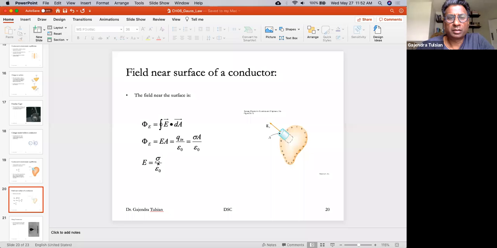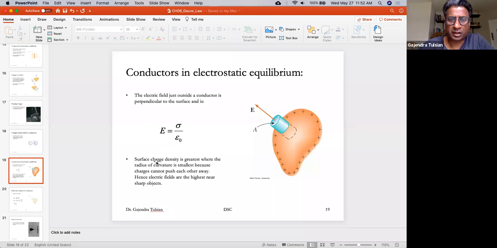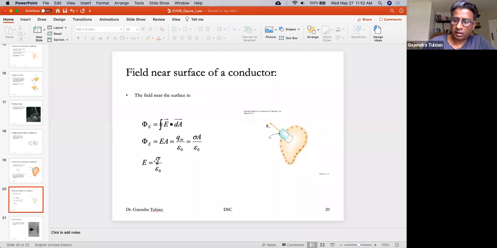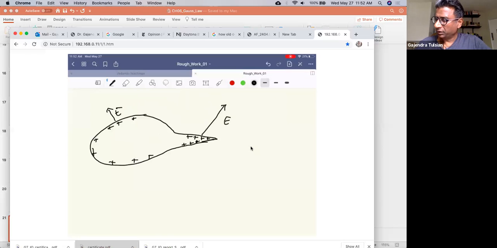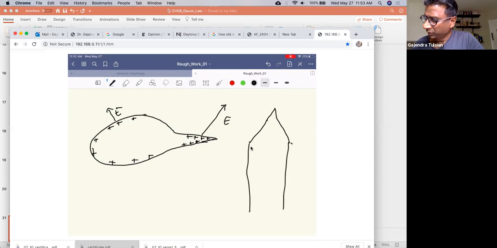Electric field near sharp edges is strong because sigma is high. You guys are aware of this fact. Lightning conductors are sharp metal objects like that. Since the electric field is strongest there, and to start lightning you need the electric field to get stronger than 3 times 10 to the 6th volt per meter, here's what happens.